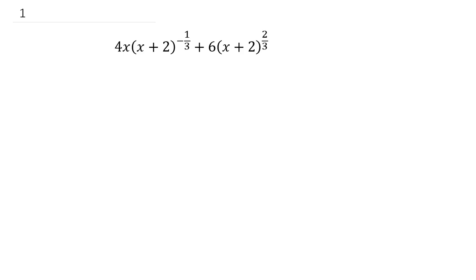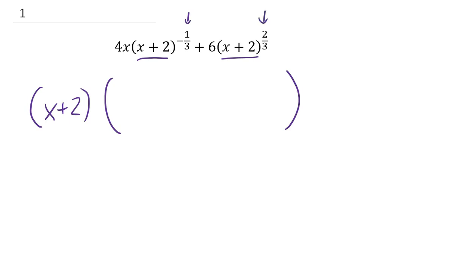How I factor this is I recognize that there's a common factor of x plus 2 in both. So I'm going to factor an x plus 2 out of this. But the power that I do on the x plus 2 is going to be whatever the lower power is of my options. I have a power of negative 1/3. I have a power of 2/3. I always go with the lower power, the least power. Negative 1/3 is less than 2/3.